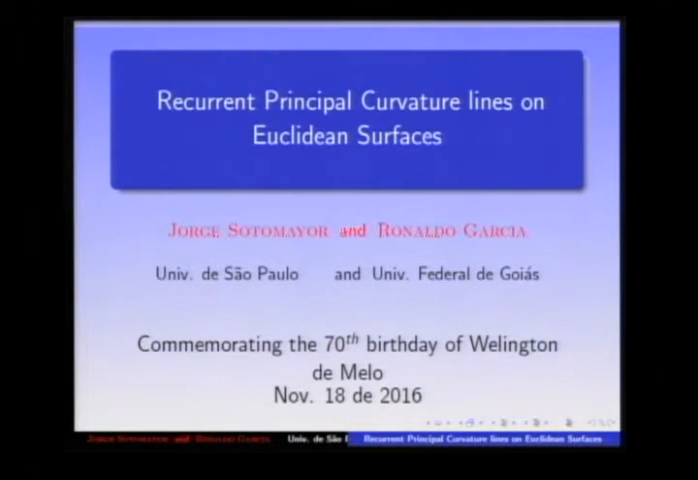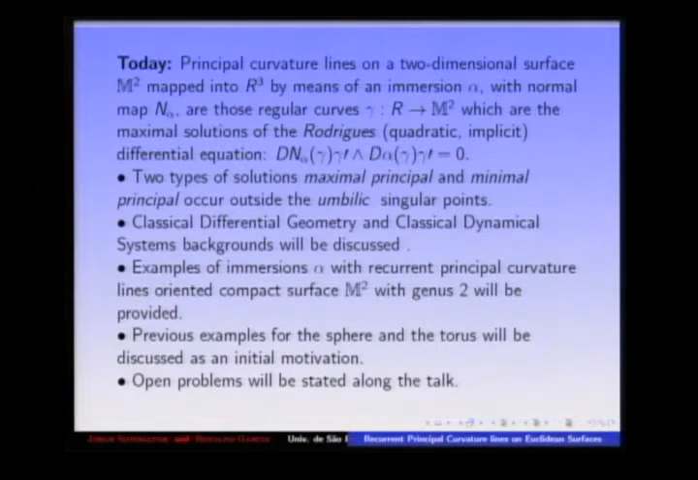So my subject has an abstract that I will read. Principal curvature lines on a two-dimensional surface mapped into R3. These are curves which satisfy a certain differential equation, which is called the Rodriguez equation, written here as an implicit equation. But I will discuss the geometry of this equation before I get into the core of the lecture.